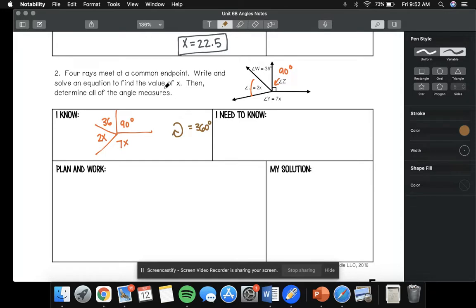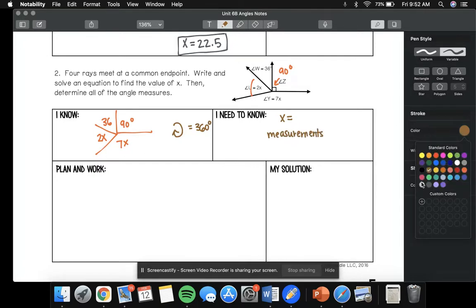So what it wants us to do is find the value of x, and then figure out what the actual measurements are. So it's asking us to do 2 different things. First I'm going to write an equation. Because I don't know a whole lot, all I know is that the total has to be 360.